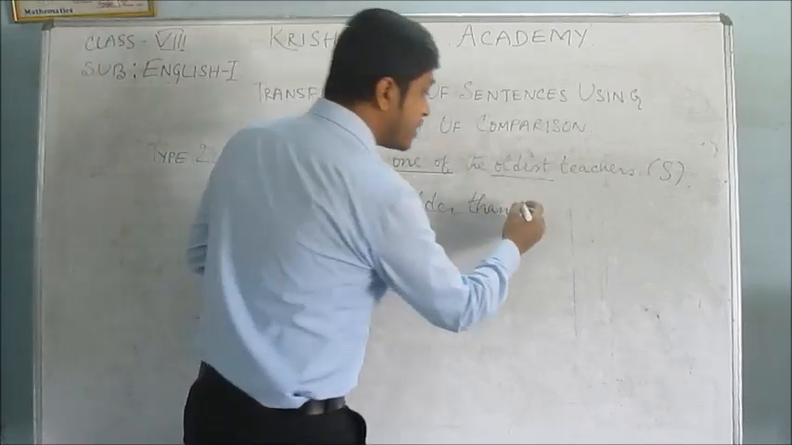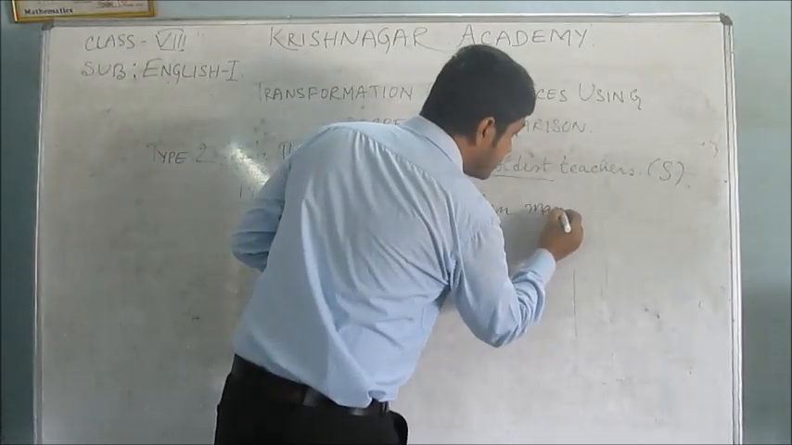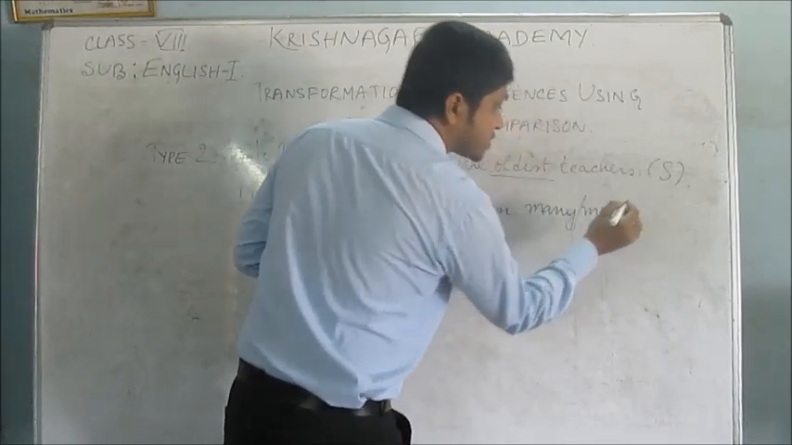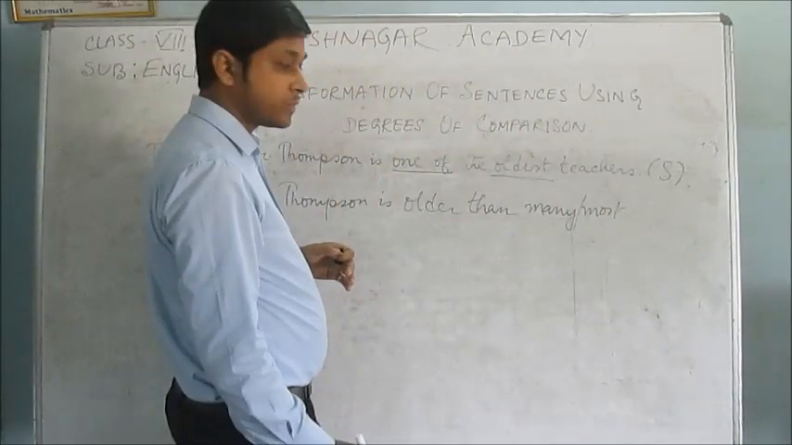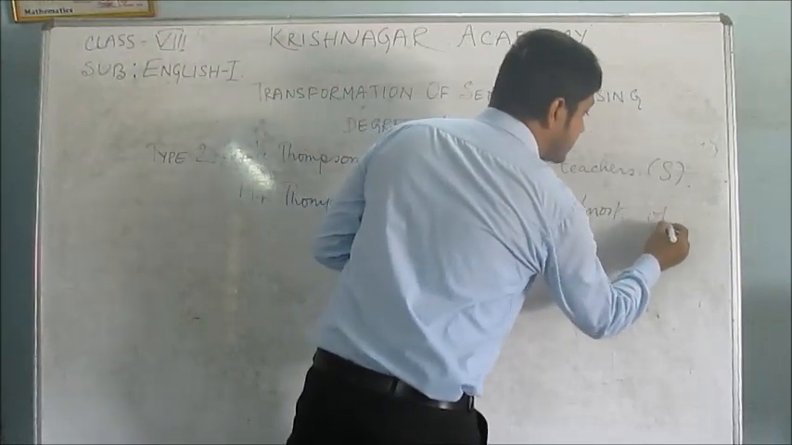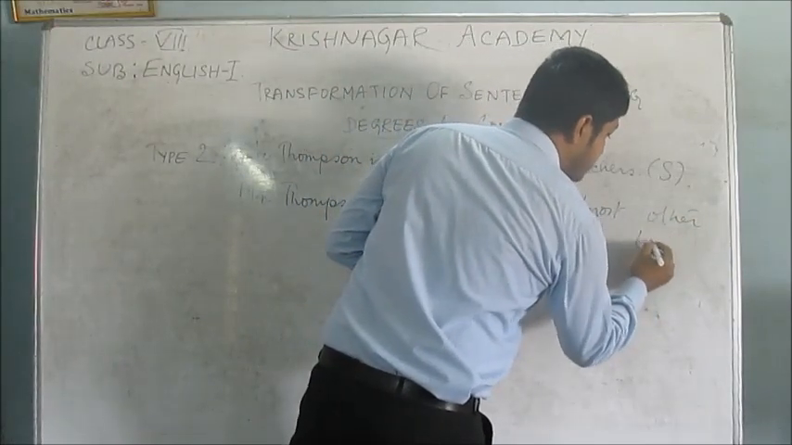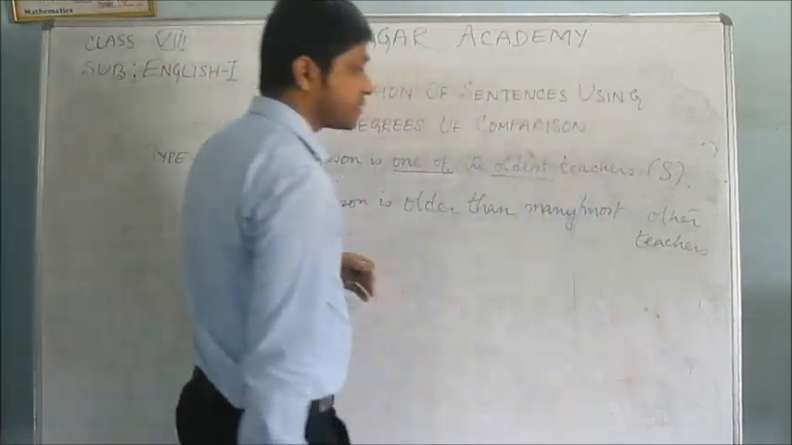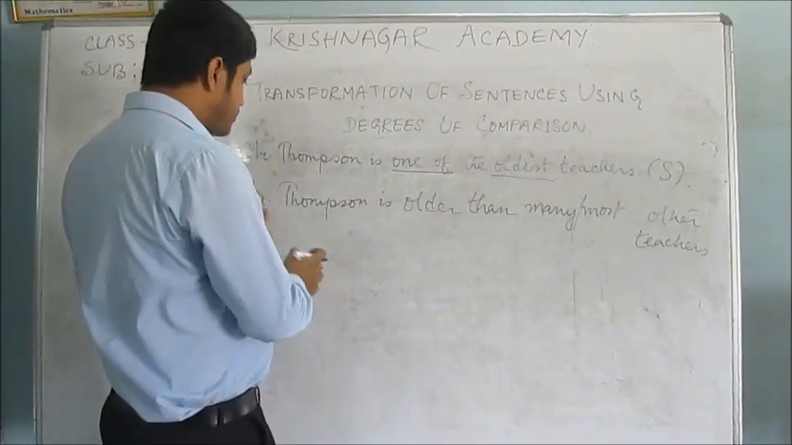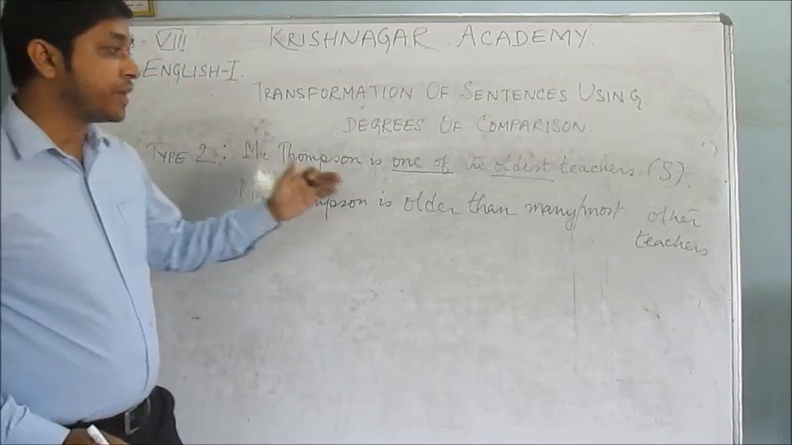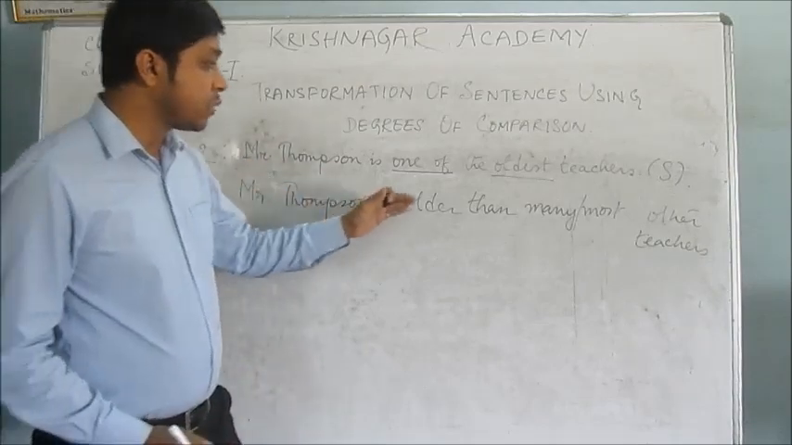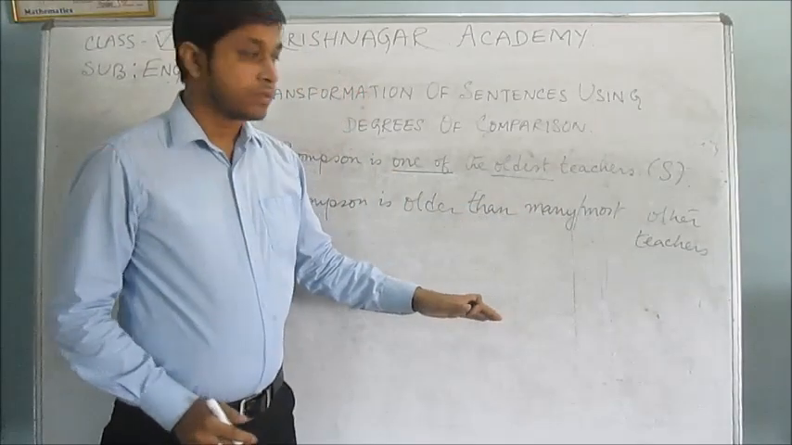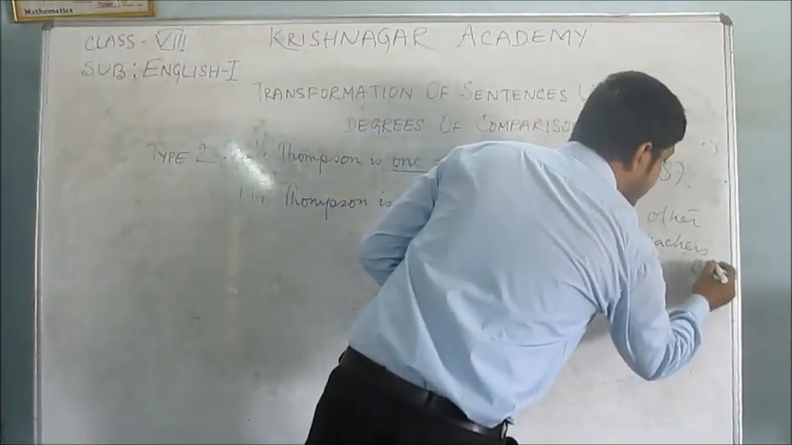We have to use many, or we can also use most. Many other teachers. Now the sentence has been converted into comparative degree. Mr. Thompson is older than many other teachers or most other teachers. This comes to be in comparative degree.